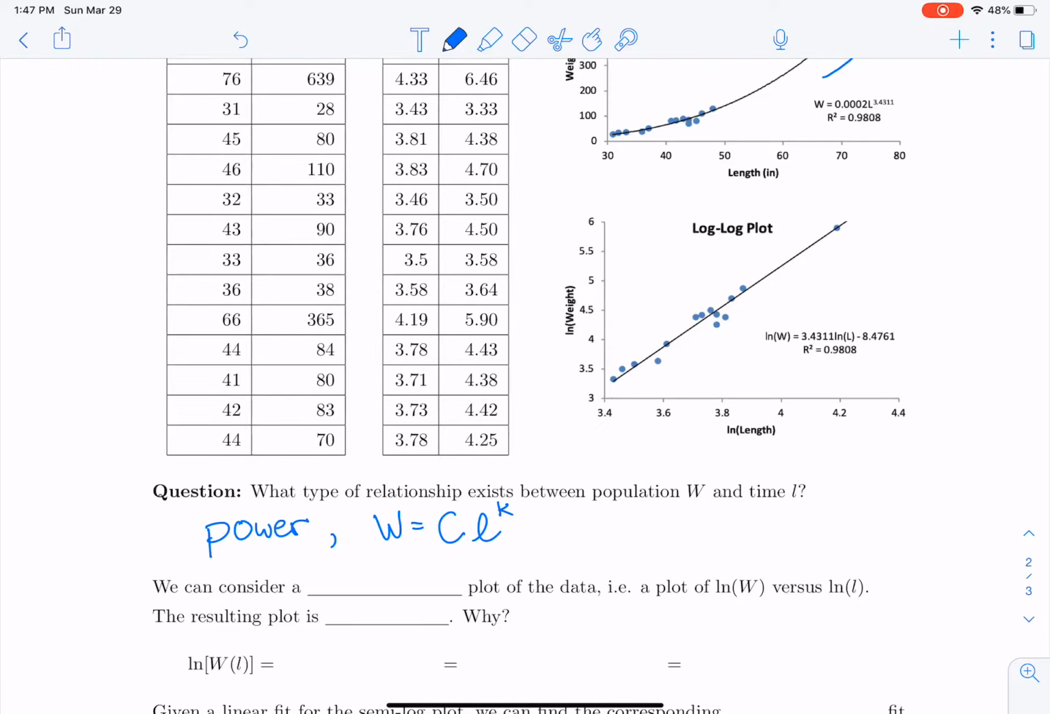And what is the significance of that power relationship? It's that W is then proportional to L to the K. When you see that one quantity is a constant multiple of another, then the relationship between those two quantities is a proportional relationship. So the way that we're going to investigate this, like I said before, is via what's called a log-log plot. That is a plot of the natural log of W versus the natural log of L.